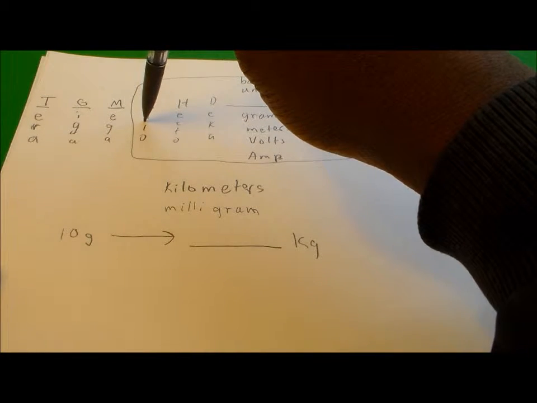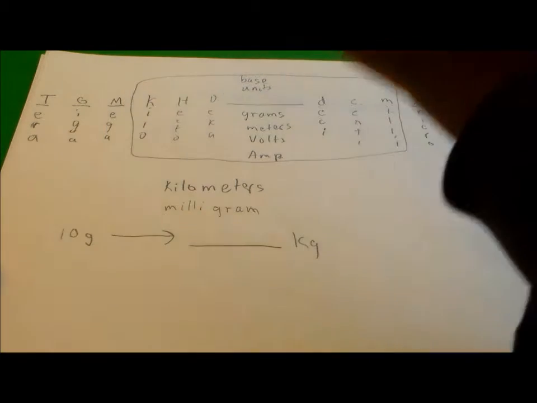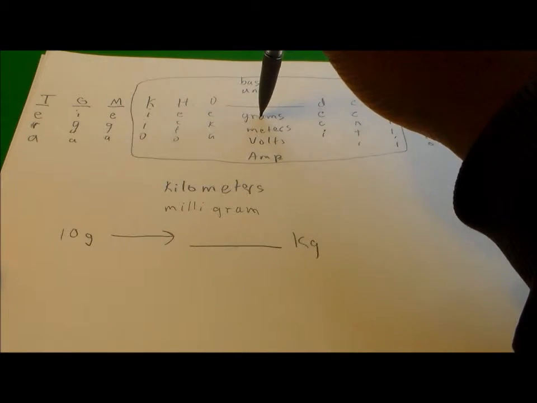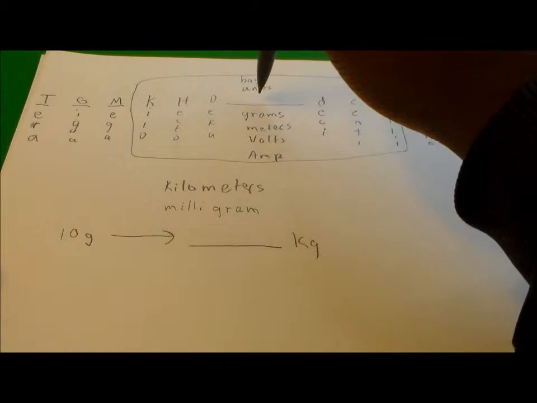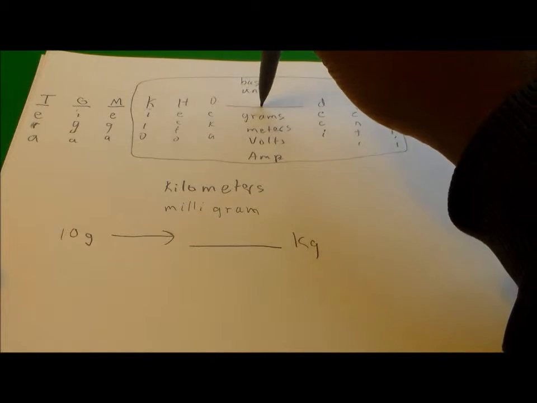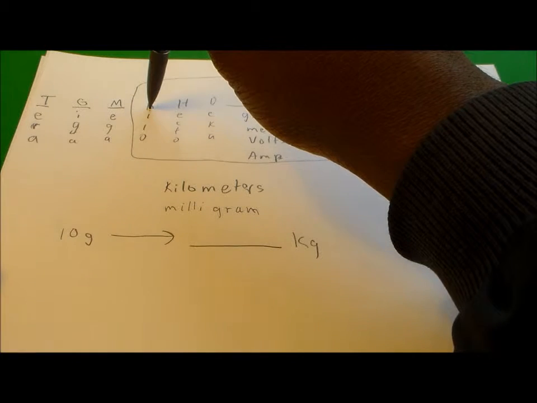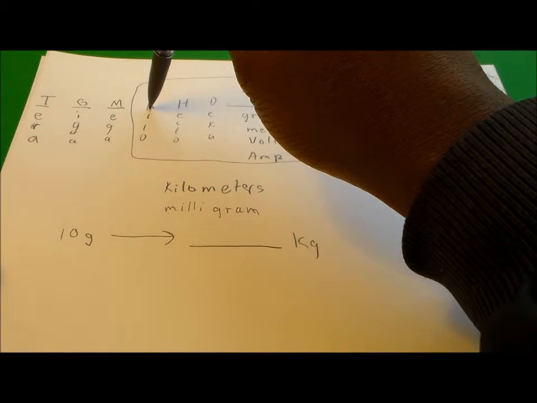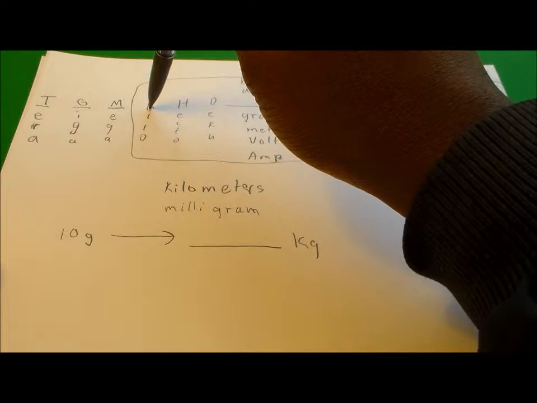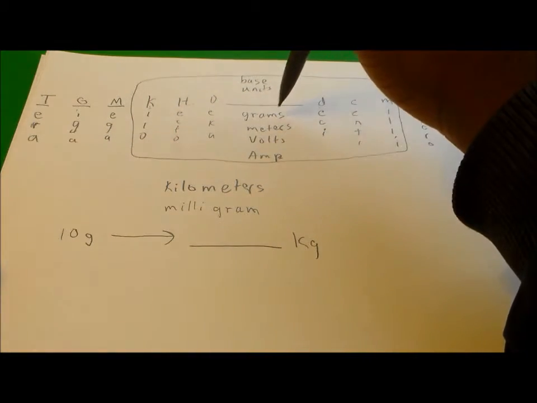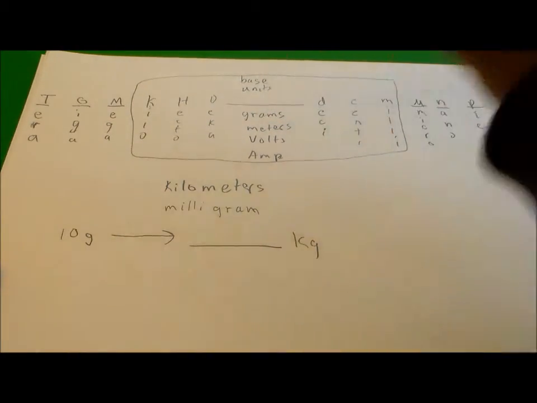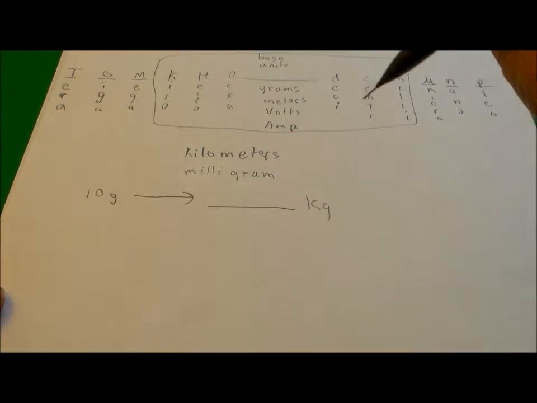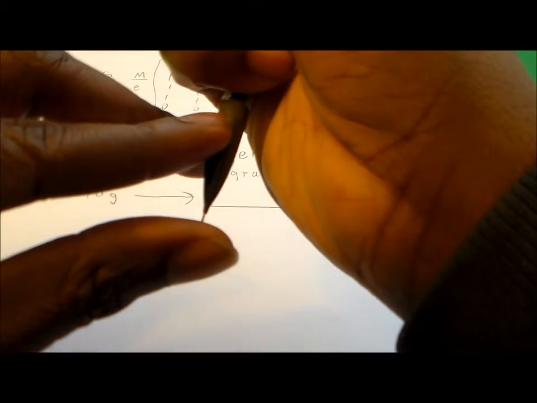So what this indicates, in this box, is the number of moves that we have to make in order to get to kilograms. If we wanted to get from grams to kilograms, we'll have to jump from grams 1 time, 2 times, 3 times in order to get to kilograms. Notice the direction in which we're actually moving. We're moving towards our left.